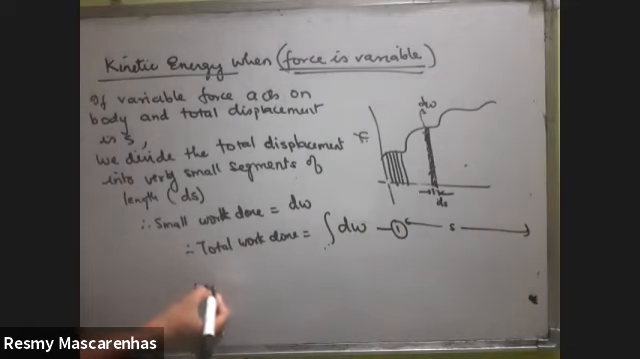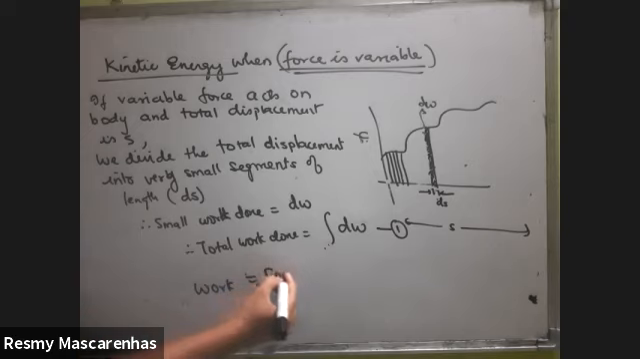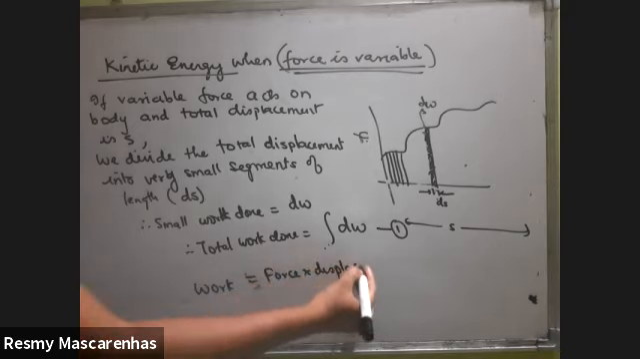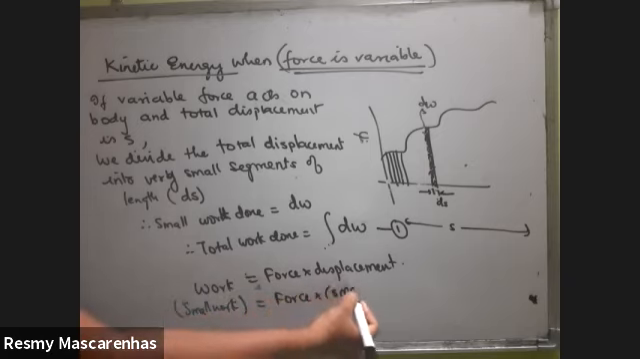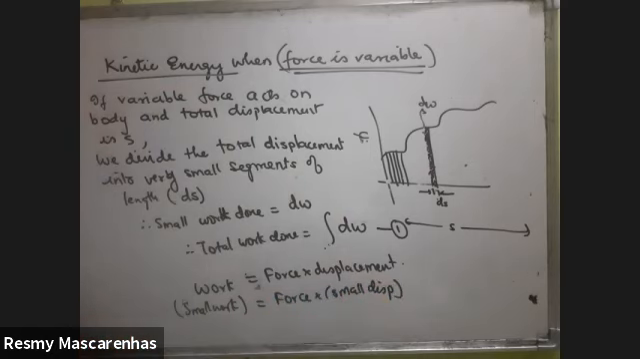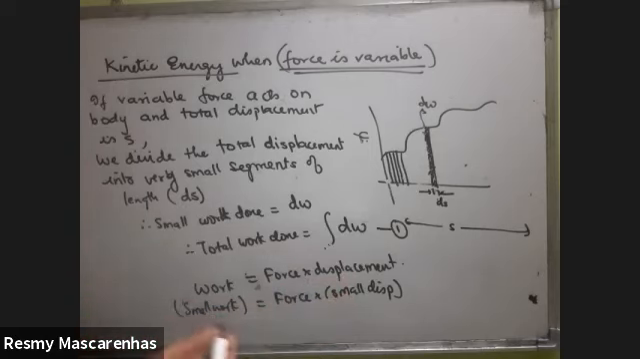Also we know that work is nothing but force into displacement. So for small work, what will it be? Basically, small work will be force into small displacement. If I want to calculate small work, then it will be small displacement. So dW will be equal to F into ds.